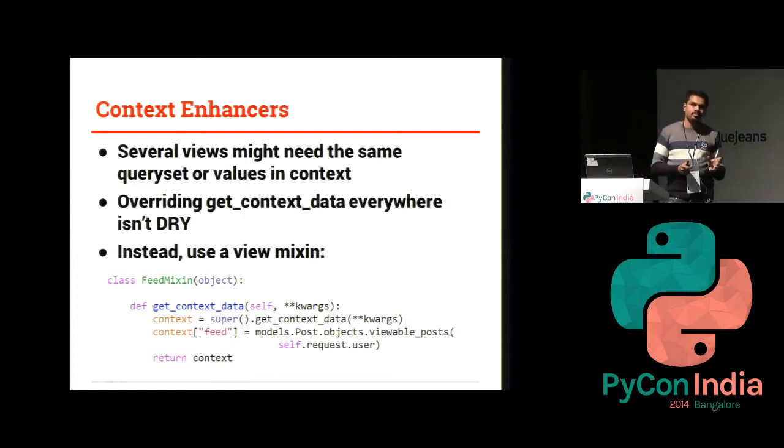The recommended way of doing this is overriding get_context_data, because the context mixin is used for most of the generic views, but you can't do this everywhere, right? You can't copy-paste it everywhere. It's just not DRY enough.